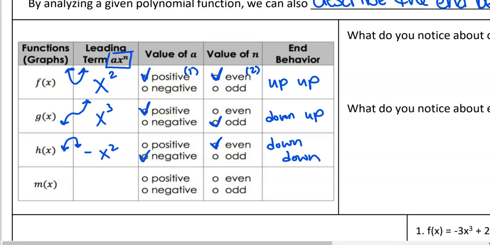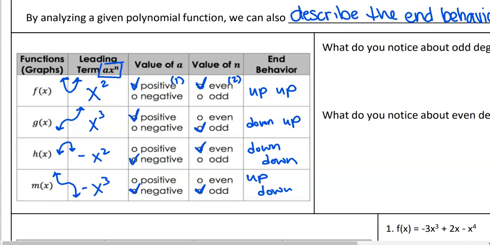And our last one, m, was a negative x cubed. It looked like this. Positive or negative? Negative. Even or odd exponent? Odd. In behavior, we're up and then down. These are all the different scenarios that you're going to get.